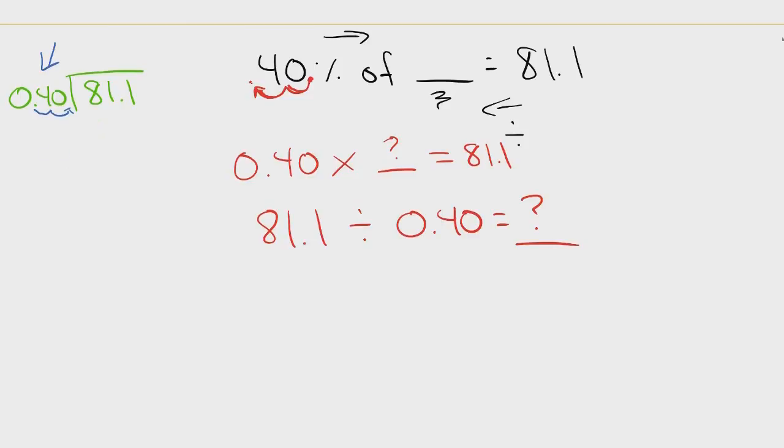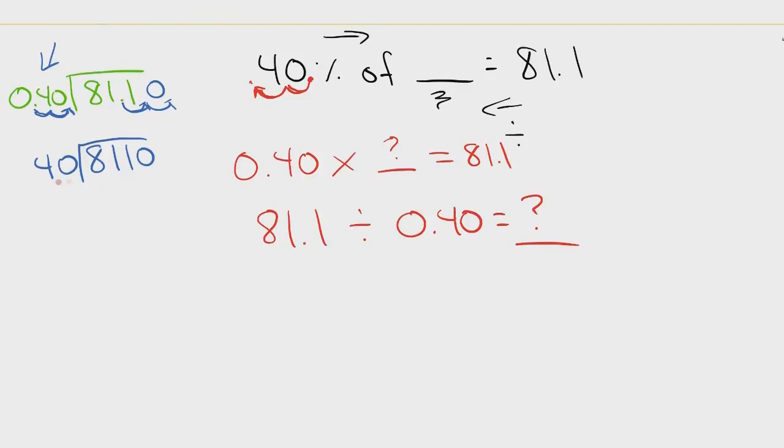So this becomes 40. But whatever you do to the outside, you have to do to the inside. Since I moved this decimal 2 spaces to the right, I need to do the same thing to this one. 1, 2. So I'm going to put a 0 in the empty space. So basically, I end up with 8,110 divided by 40. And now we divide.